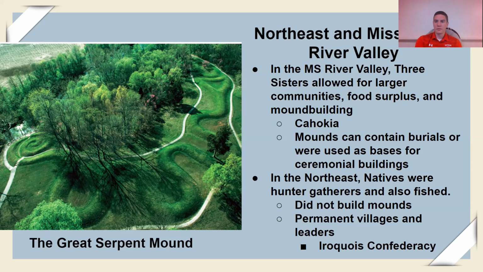In the Northeast, natives were hunter-gatherers, so they didn't build mounds, but because they had a plentiful forest of food and also the ocean for fishing, they didn't have to move around very much. They built permanent villages and had more complex institutions. One example of this is the Iroquois Confederacy. So this is a group of different Native Americans who come together and have some kind of agreement, or maybe an alliance is a better word, to work together, or at least not work against each other.